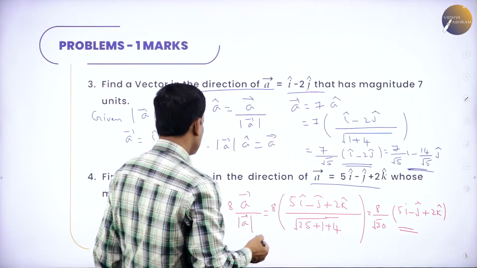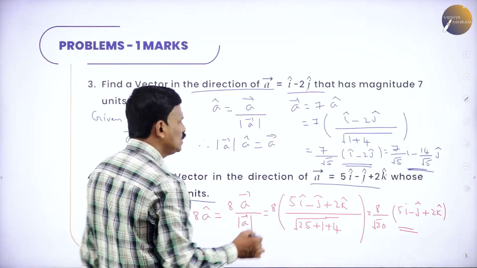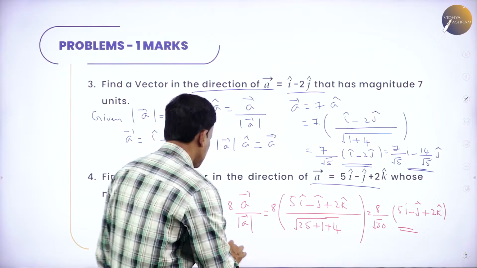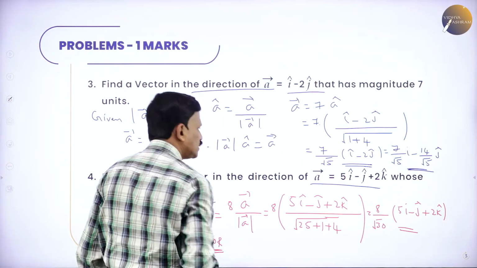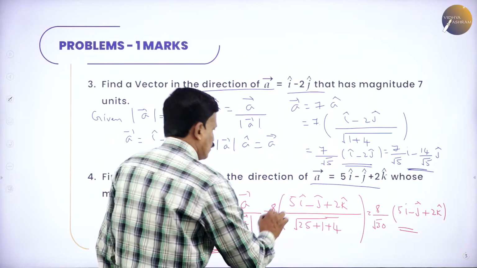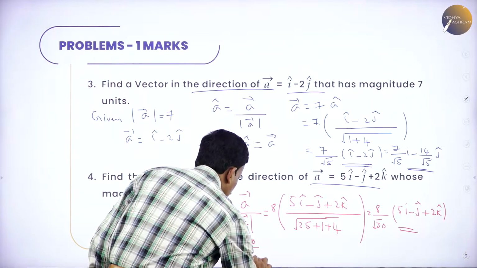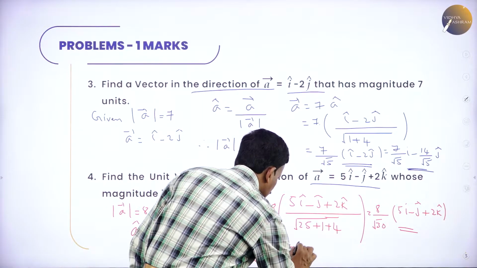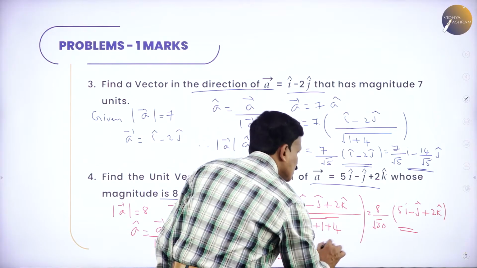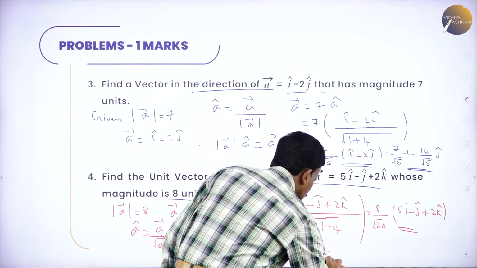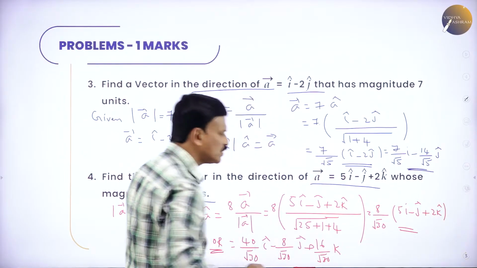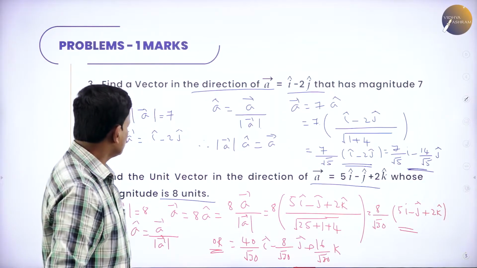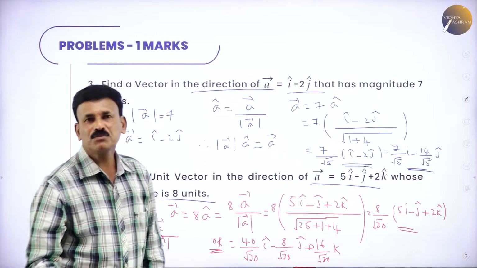Or if you want, you can put it in the form by multiplying 8 by root 30. If you multiply, what will you get? This can also be written as: the required vector is equal to 40 by root 30 into i minus 8 by root 30 into j plus 16 by root 30 into k. This may be the answer. Okay, so you can stop here itself, or you can write one more step. So this is the required vector. Okay. Let us come to the next type of problem.